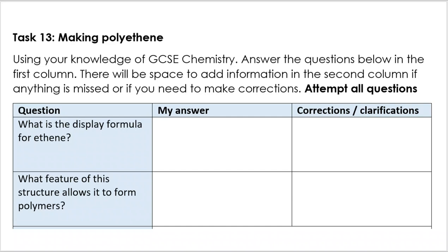And hopefully very, very straightforward. Eth is 2 carbons, so we've got 2 carbons and it's ene, so there is a double bond between them. We then fill up with the H's, so we've got 4 bonds around this carbon, 4 bonds around this carbon, and we've drawn out our ethene. And there is a particular feature of alkenes that allows them to form addition polymers, and that is the fact that we have got a double bond.